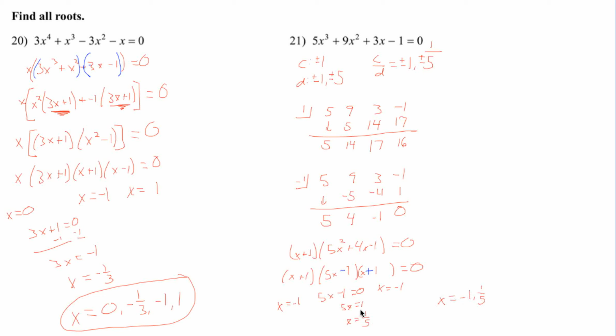So it looks like we only have 2 answers, but really this was a cubed. We have 3 answers. It's just that negative 1 was an answer twice. And so there's the roots for this equation.